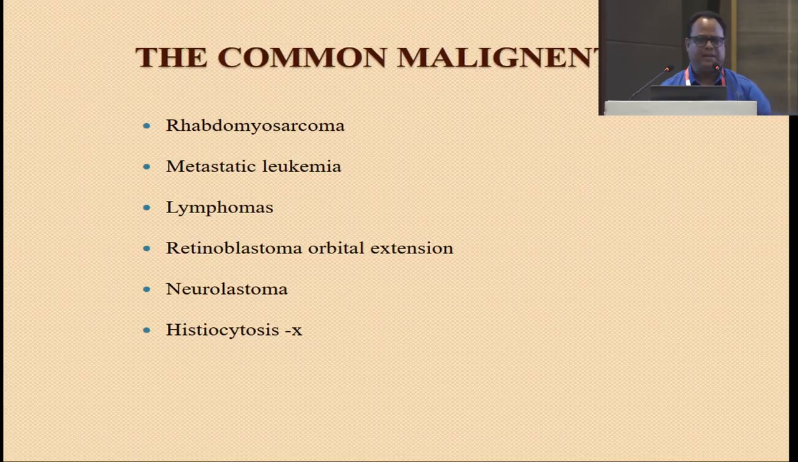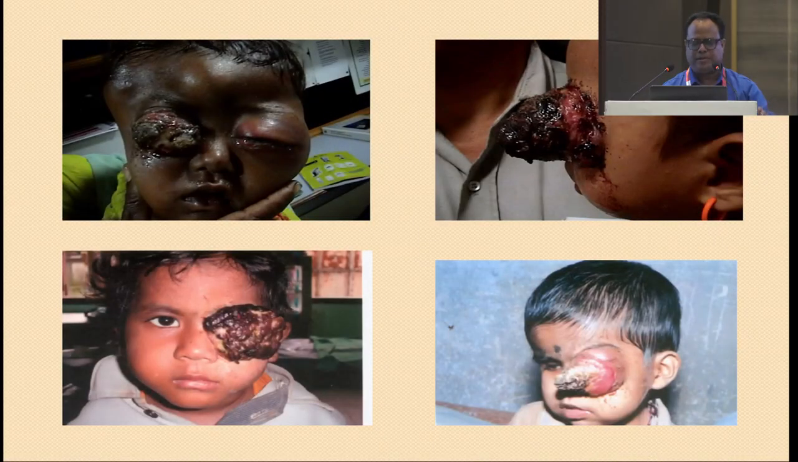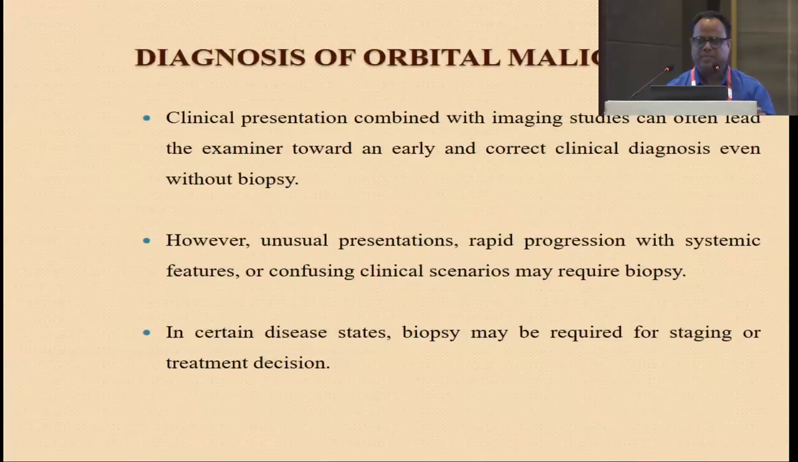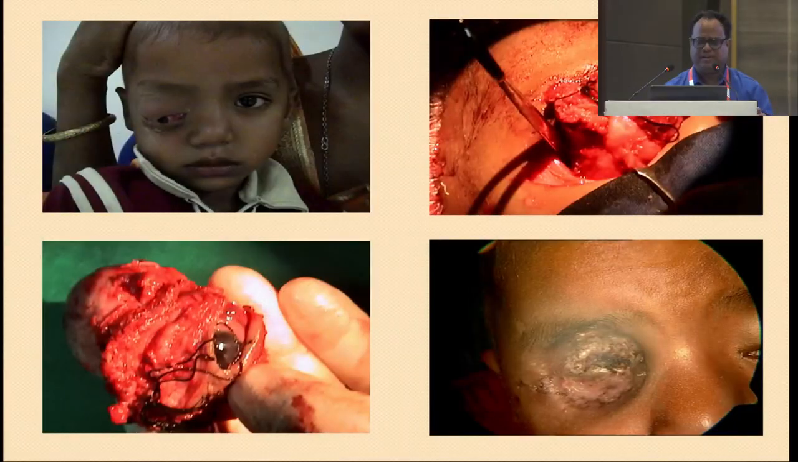The common malignant tumors, as I'm not going for theoretical points, those are the ones in our country. Though retinoblastoma is ocular, most of the time the ophthalmologist may be the first to see that case. That is, of course, much easier with the help of imaging now.